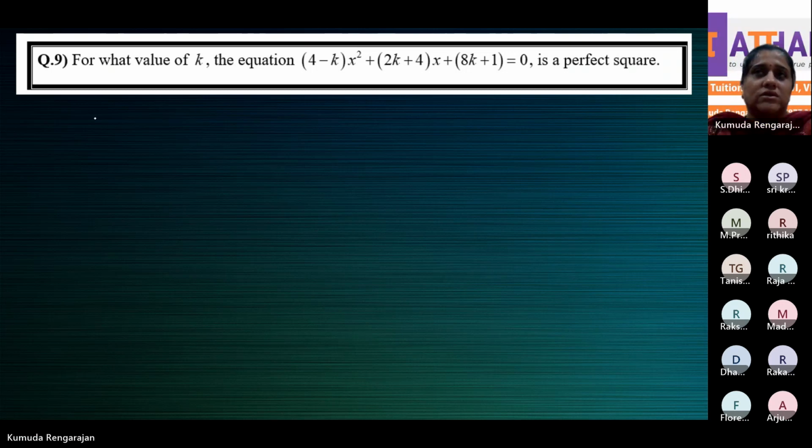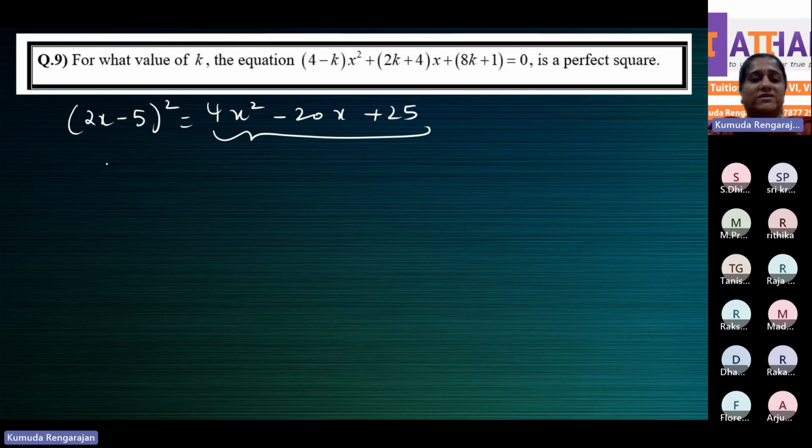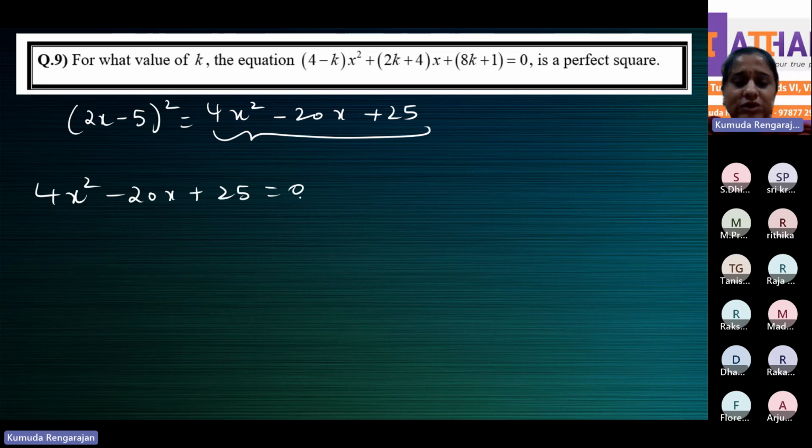Now, supposing you're wondering how do you know that an equation is a perfect square? You can just do this. Randomly write something like this. Expand this, children. So you'll get 4x square minus 20x plus 25. Correct. So now you know that this is a perfect square because you have squared 2x minus 5. So 4x square minus 20x plus 25 is equal to 0 is a quadratic equation which is a perfect square.